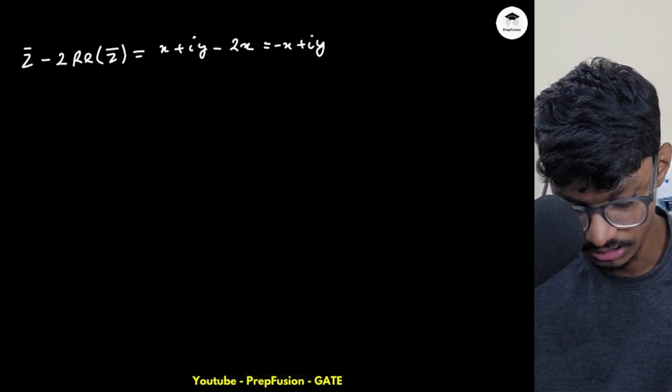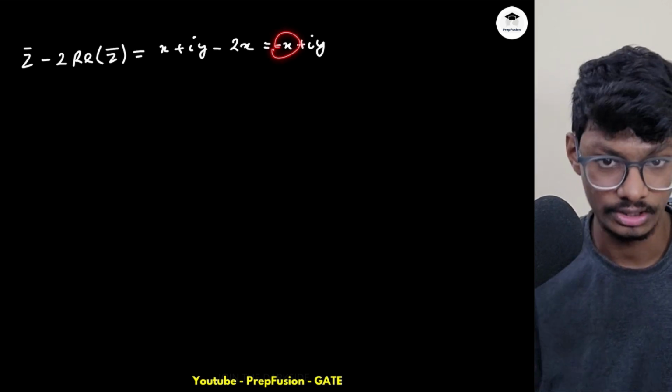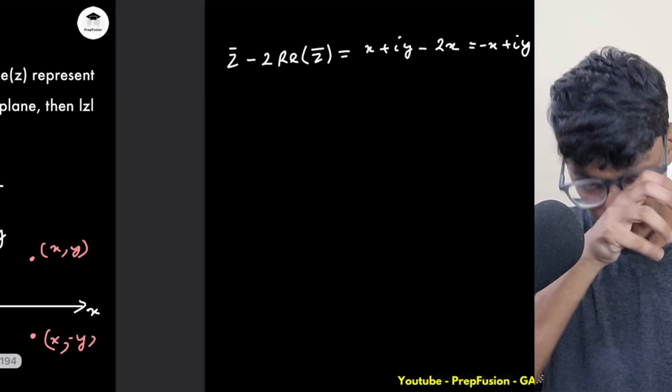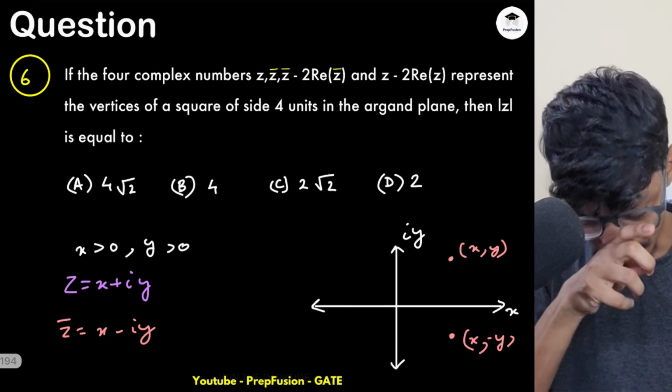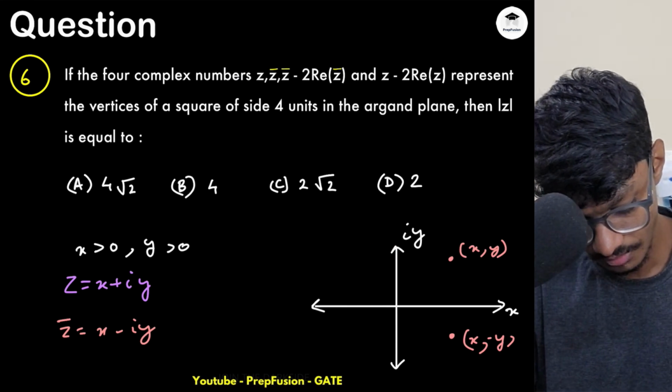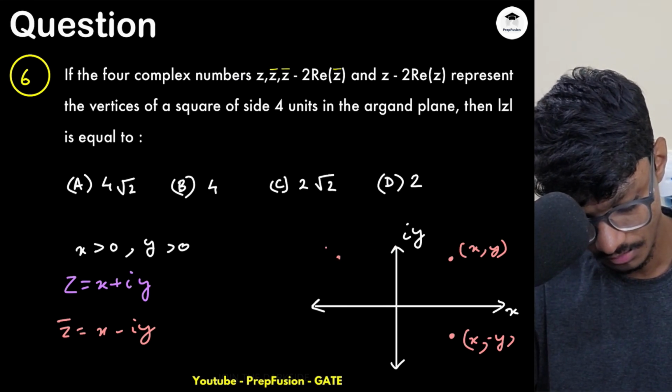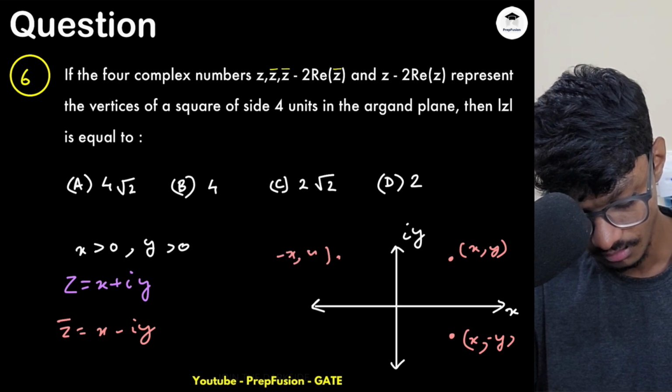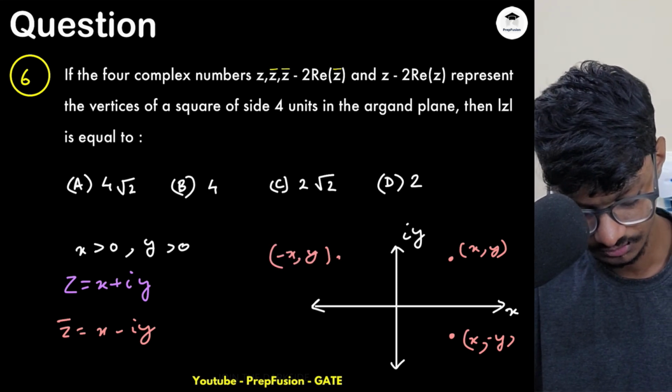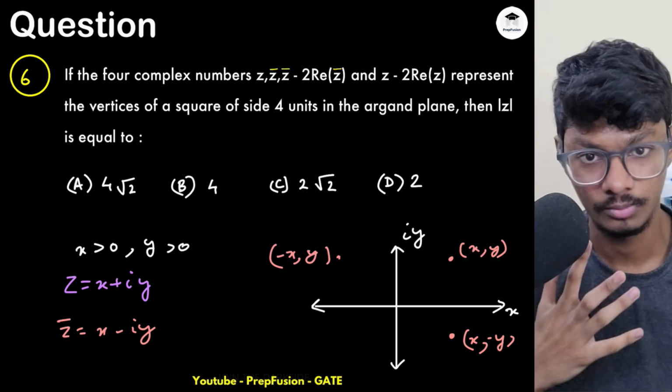So what is this? This is basically where x is negative and y is positive, so I am lying in this quadrant. So this is the point, minus x plus y. Okay. Now what about the other case?